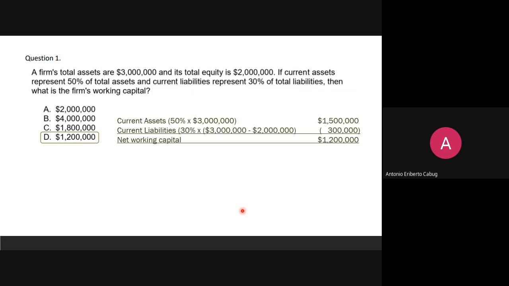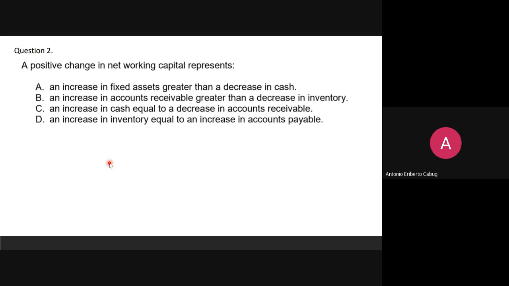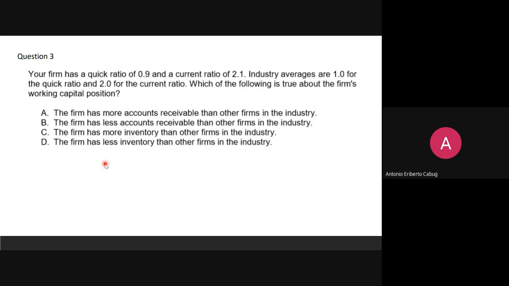Okay, recording has already begun. So again, question 1, the correct answer is letter D. Question 2, the correct answer is letter B. Okay? Okay, question number 3.